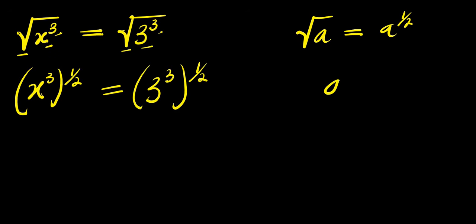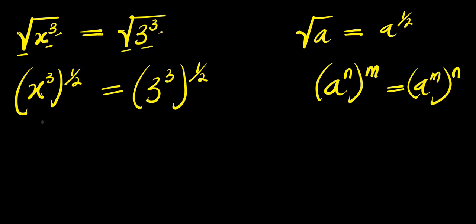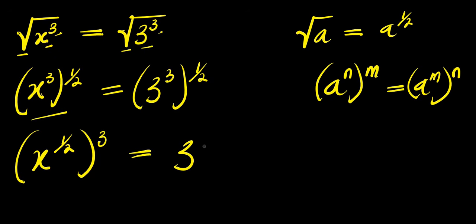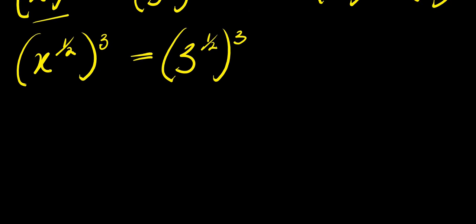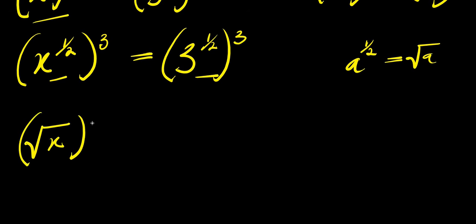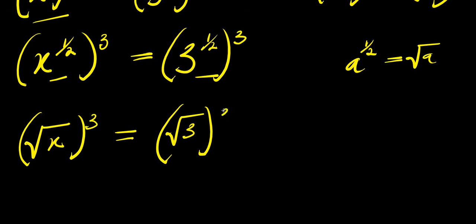Now remember, if you have a^n raised to the power of m, this equals a^(n times m). So applying that here, we have (x^(1/2))^3 equals (3^(1/2))^3. So remember, if you have a^(1/2), it's the same thing as square root of a. So applying that here and here, you have (square root of x)^3 equals (square root of 3)^3.